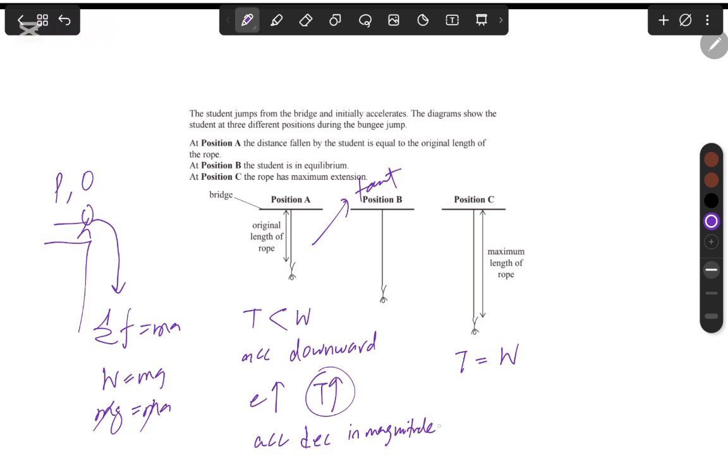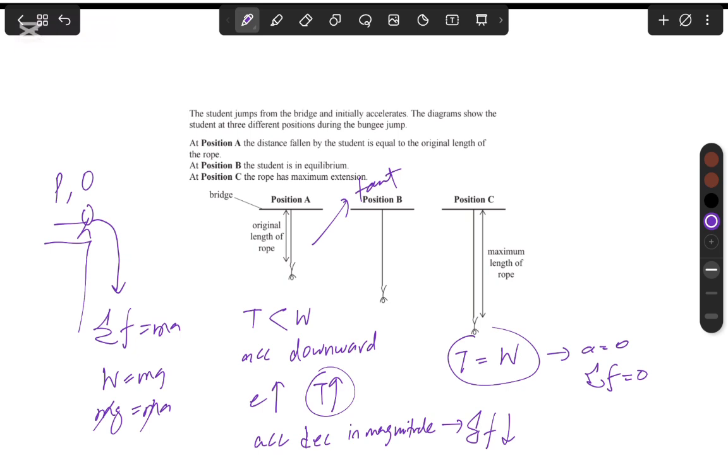And because of this, also remember the resultant force is also going to go down, until the tension is equal to the weight. That's going to be when we have the acceleration as 0 and the resultant force as 0. Remember always to link resultant force and acceleration together. They go hand in hand, right?